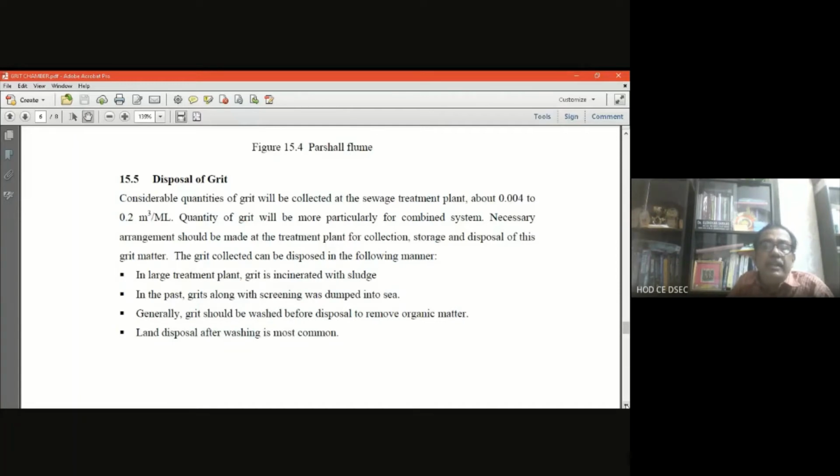Now the grit collected can be disposed of in the following manner. Either at the treatment plant, grit is incinerated with sludge, or grit with screenings is dumped into the sea, or grit should be washed before disposal to remove organic matter, and land disposal after washing is most common.